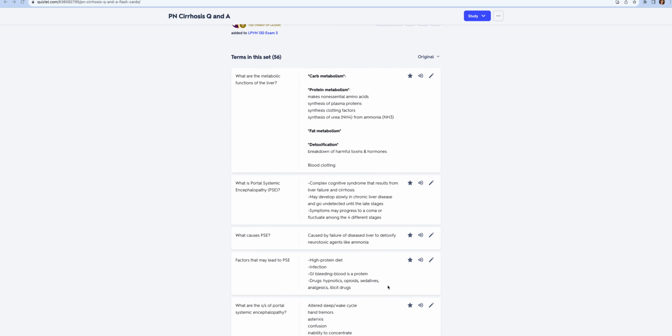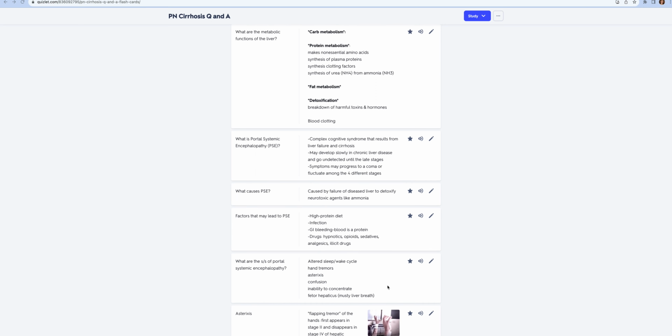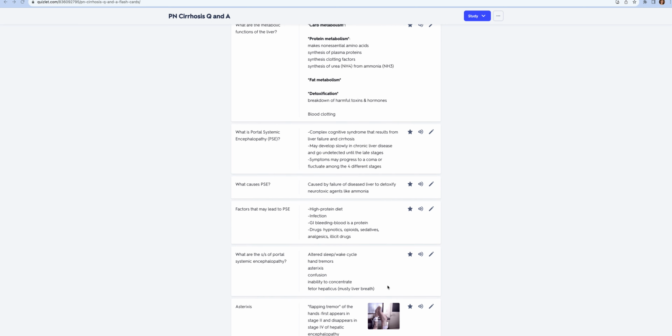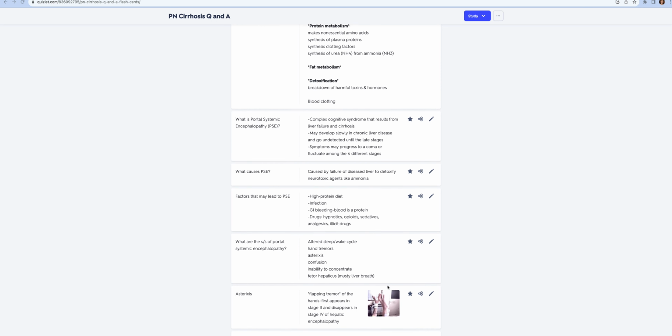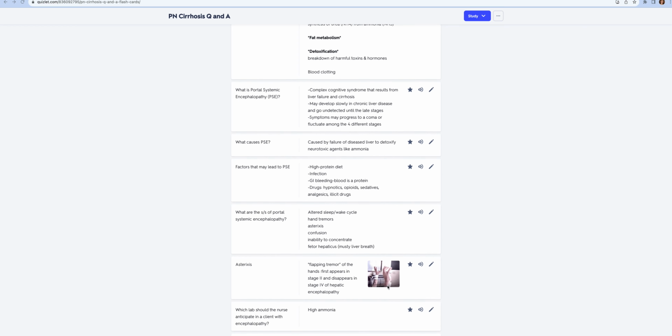So with encephalopathy, I told you they go back and forth through 4 stages. What causes it? It's caused because the liver can't detoxify ammonia. And other factors that might lead to it is a high protein diet, because when you eat a high protein diet, your BUN goes up and the liver can't break it down. Okay, so ammonia circulates in the bloodstream and it makes them crazy. Other factors are infection and GI bleeding.